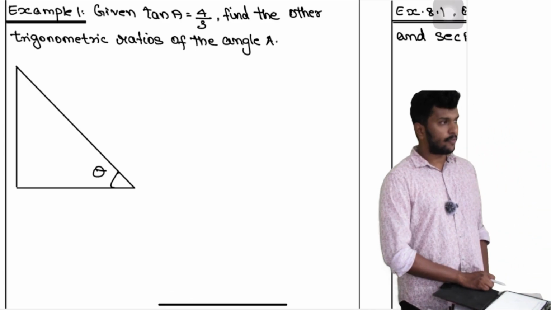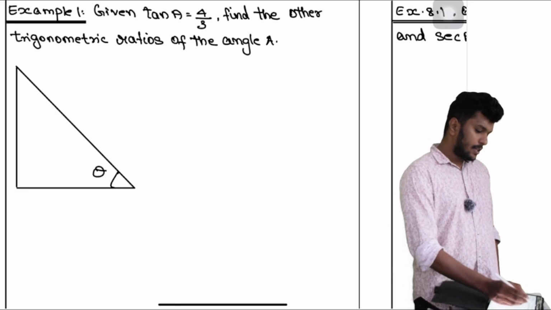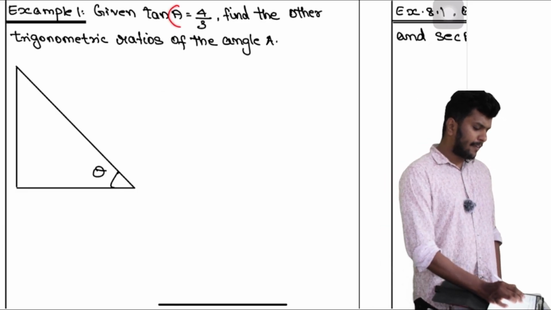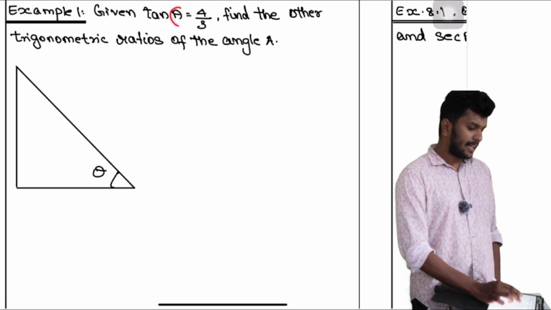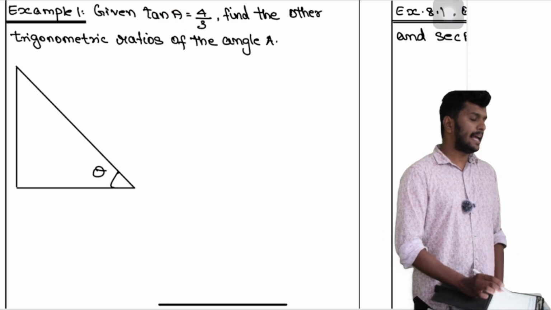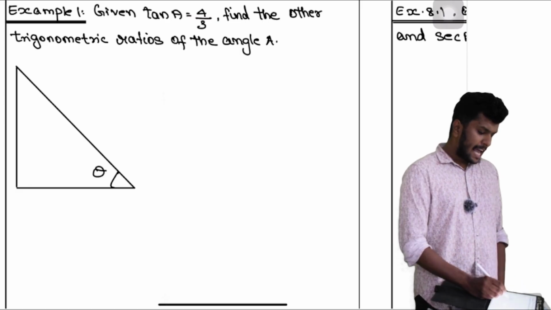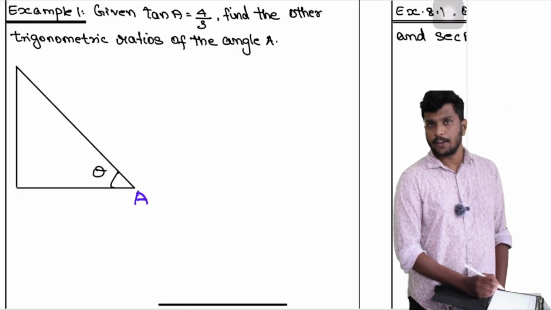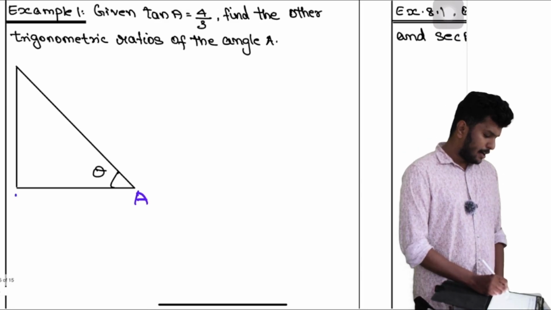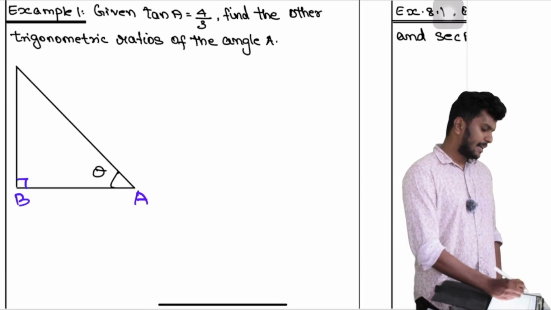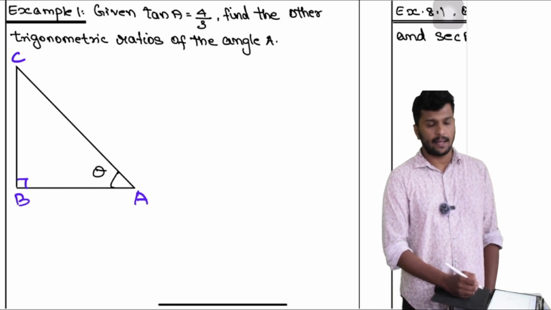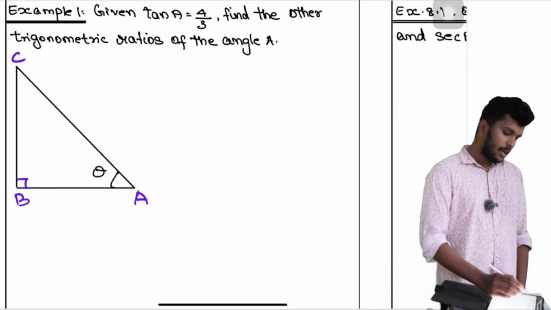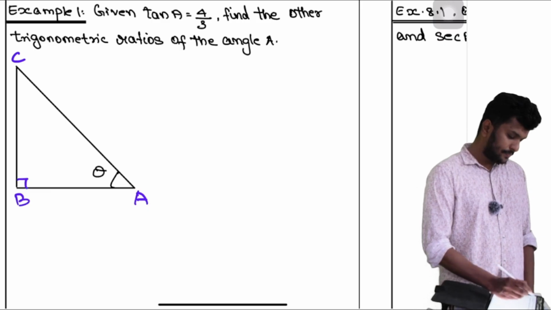So for us to find this, angle is defined with respect to which alphabet? Angle A, right? Tan is defined with respect to angle A. So what we have to do here is, we take angle A as the acute angle, angle B as the 90 degree angle, and angle C as the other acute angle. Okay, now here what is defined, everyone?